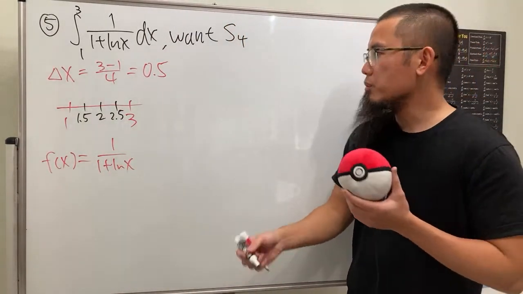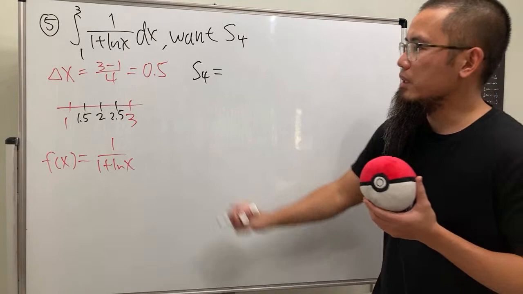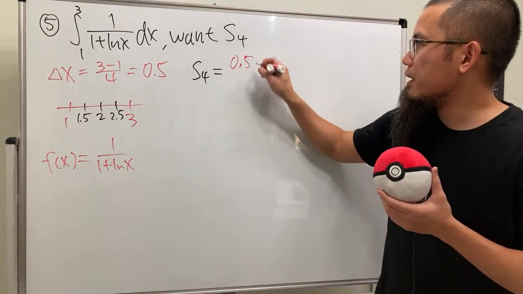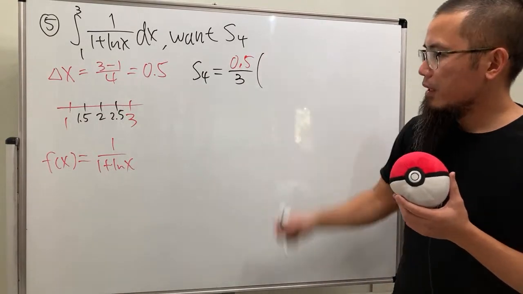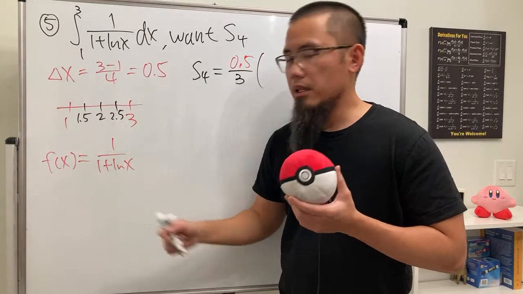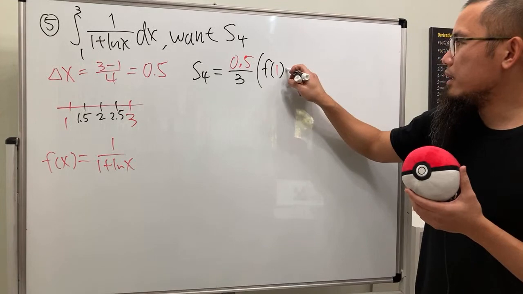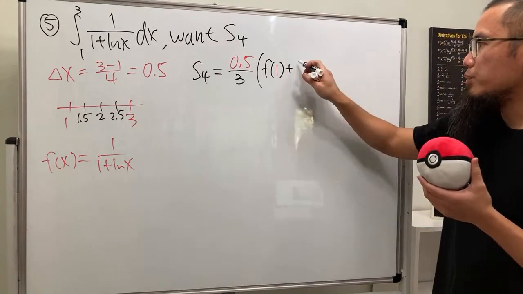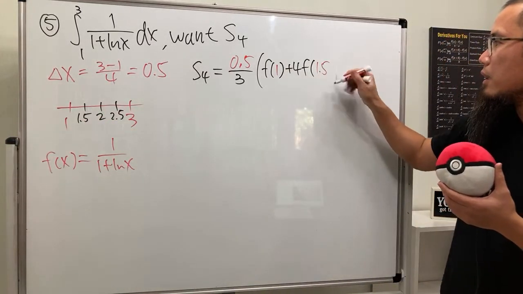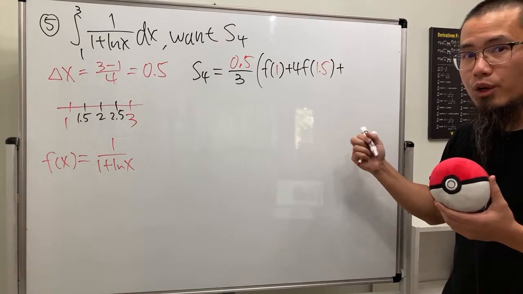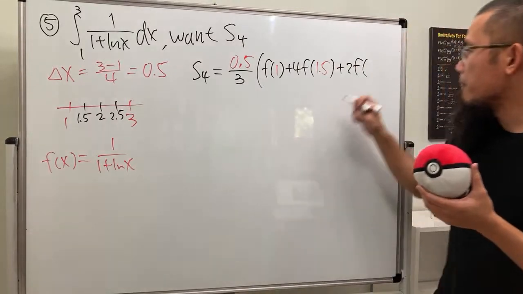Now you can just apply the formula. S4 is equal to delta x divided by 3, so here you have 0.5 divided by 3. That's the Simpson's rule. The first x value has coefficient 1, so we just have f of 1. The next one has coefficient 4, so you put down 4 times f of the next x value, which is 1.5. The next one has coefficient 2, so you put down 2 times f of 2.